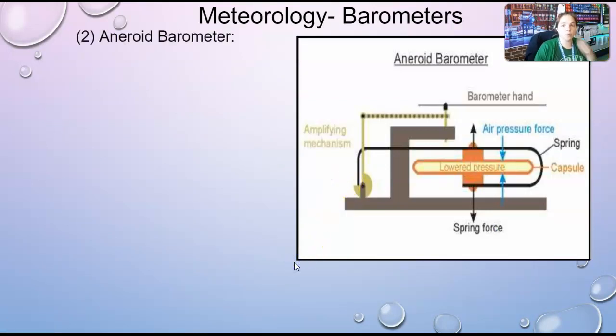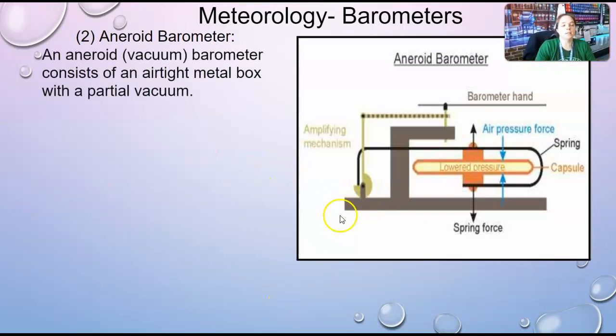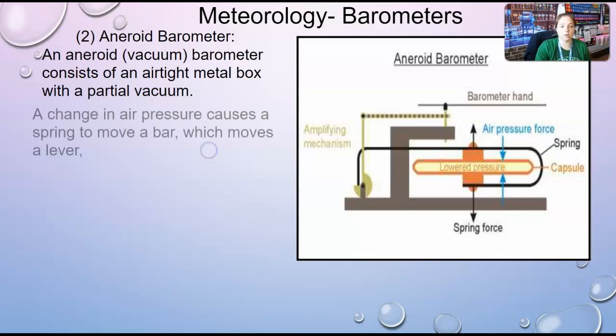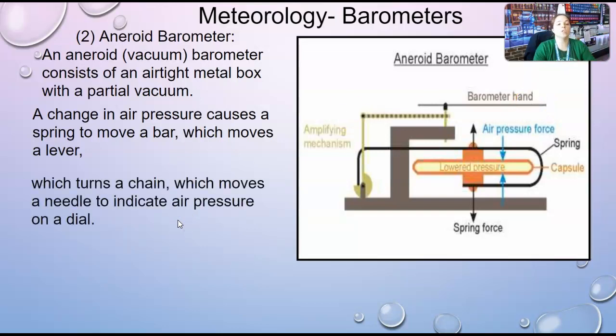All right, the other one is the aneroid barometer, which is right here. This thing right here. Basically, an aneroid is a vacuum barometer. It consists of an airtight metal box with a partial vacuum in it, which means that partial vacuum is right in here in that capsule. So any change to the air pressure outside moves a spring, which is right here, which causes over here to move, which causes this to move, which causes that to move. So it definitely turns a lot of stuff. The spring moves a lever, which turns a chain, which moves the needle to indicate the pressure.